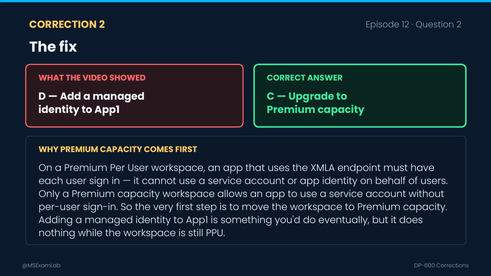Think about what would actually happen if you followed the video's answer. You add a managed identity to App1, you point it at the PPU workspace, and the connection is refused because the platform doesn't allow a service account against a PPU model over XMLA. The identity is fine. The workspace tier is the blocker. So you move to premium capacity first, and then the identity work makes sense. This is why the word first in the question matters so much. It's telling you there's a prerequisite, and the prerequisite is the capacity.